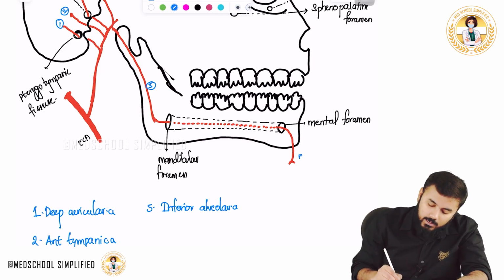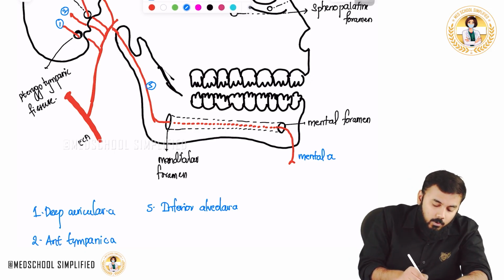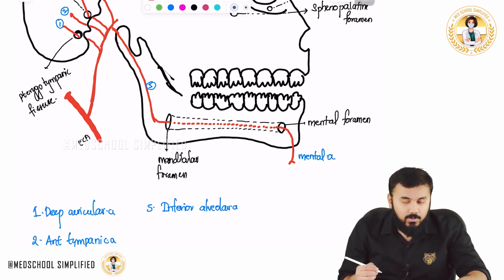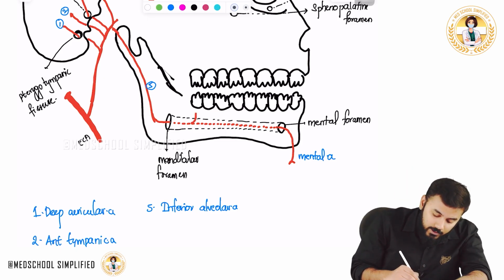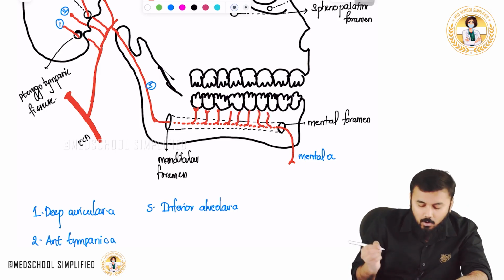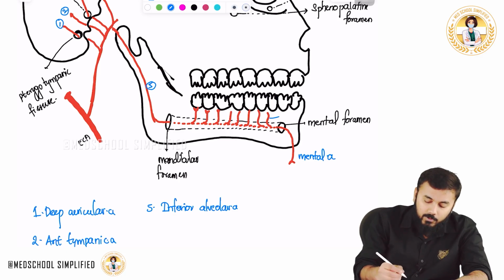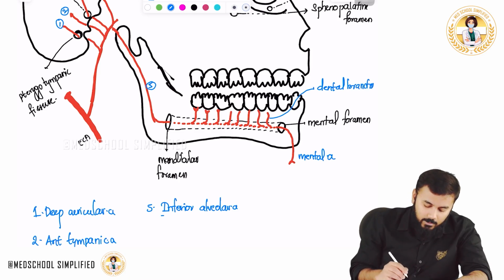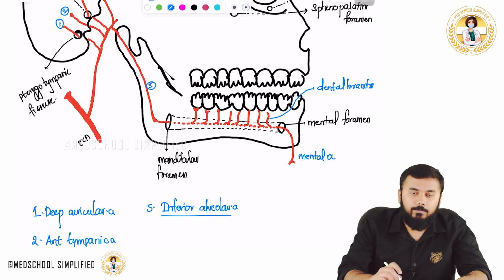What will be the name of this artery now? This is called your mental artery. Next important thing is that this mandibular foramen is having this inferior alveolar artery. From this inferior alveolar artery, you see small branches that are supplying here. These small branches are called your dental arteries. These are called dental branches of the inferior alveolar artery.